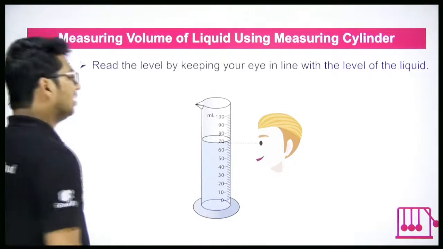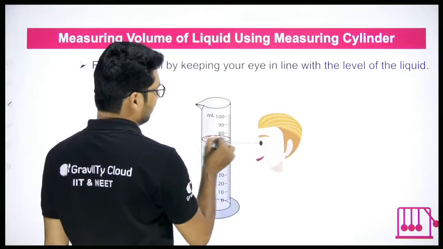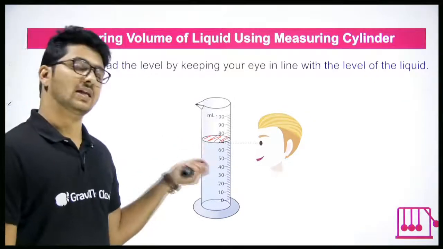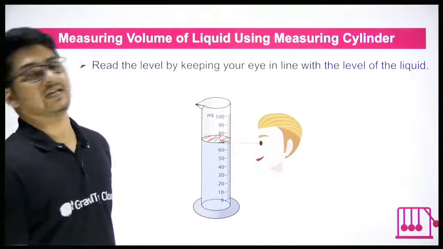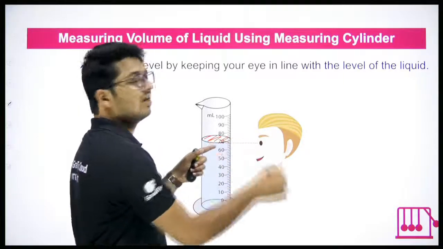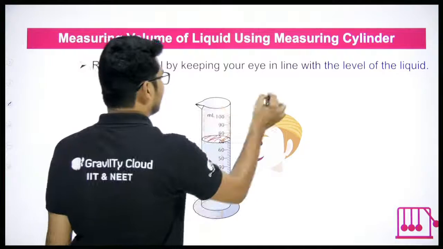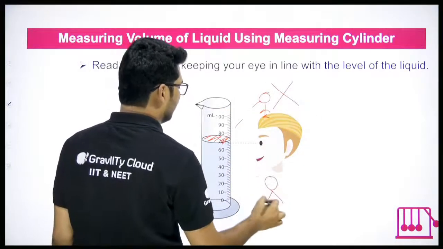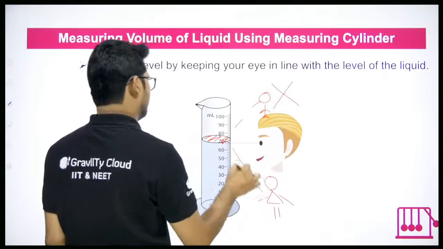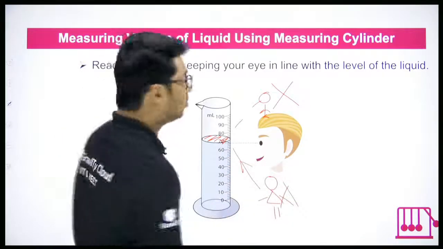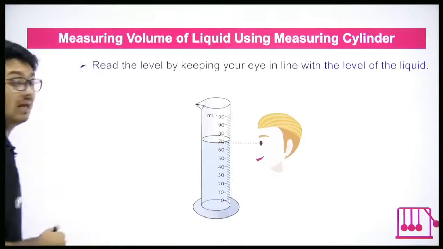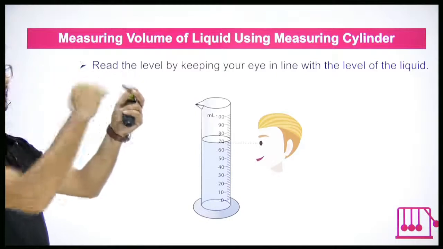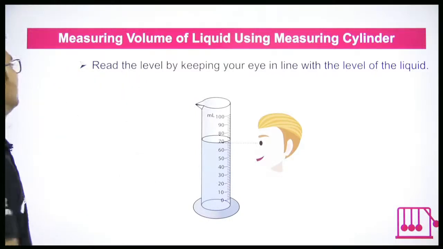Just directly look at the top of the surface. This is the surface, the top. Whatever reading it gives you, that is the answer. But while you take the reading, you have to keep your eye on the same level. You cannot be seeing from here. No. This is wrong. That's also wrong. You should keep your eye on the same level as the surface. If this is the surface, I have to be here. Exactly. Then you will get the correct reading.